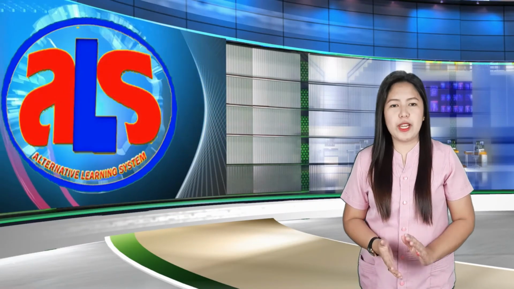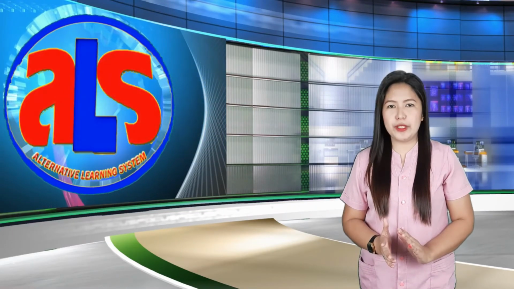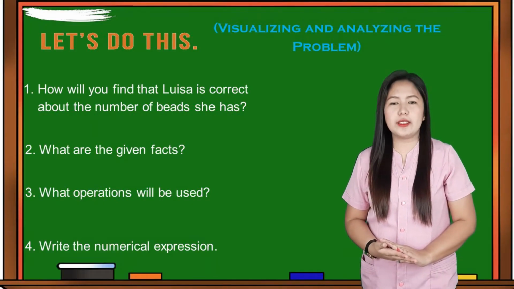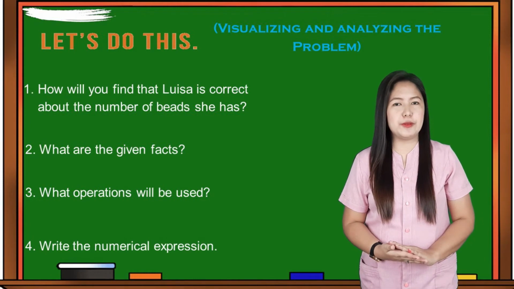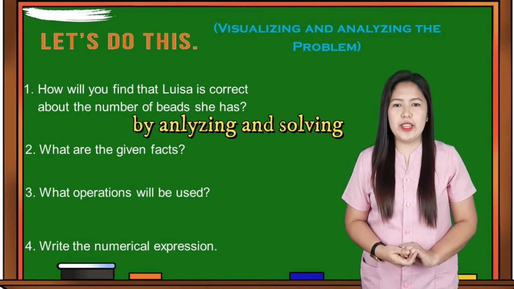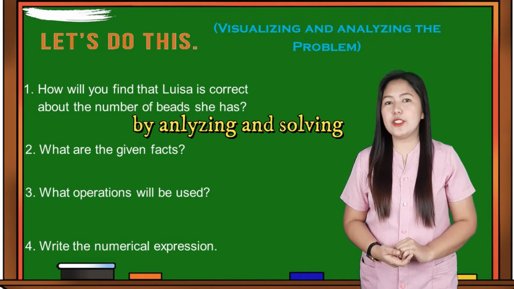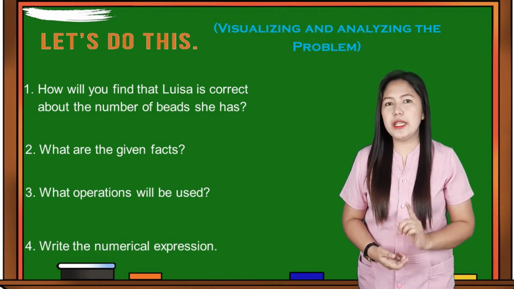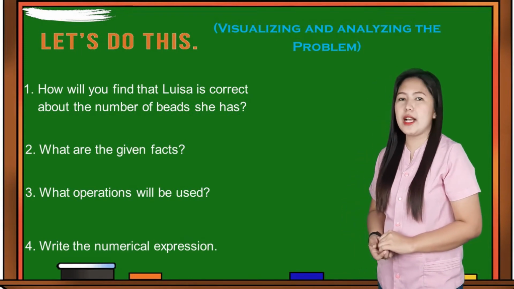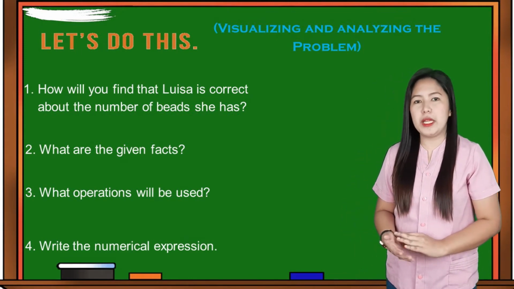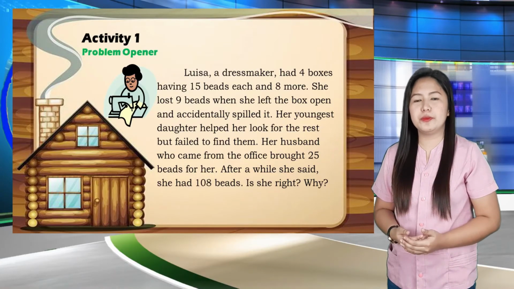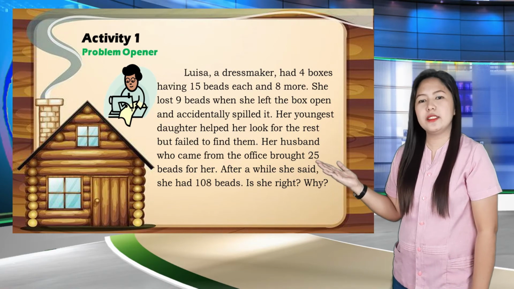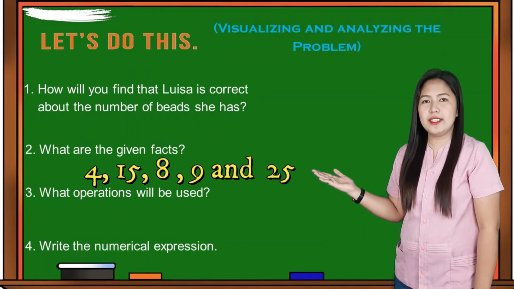Ngayon, i-visualize natin at i-analyze natin mabuti ang word problem. How will you find that Luisa is correct about the number of beads she has? Okay, so i-analyze muna natin at isosolve natin ang word problem. Ngayon, alamin natin ano-ano nga ba ang mga given facts na nasa word problem. Balikan natin ang word problem. So, meron siyang 4, 15, 8, 9, at 25.